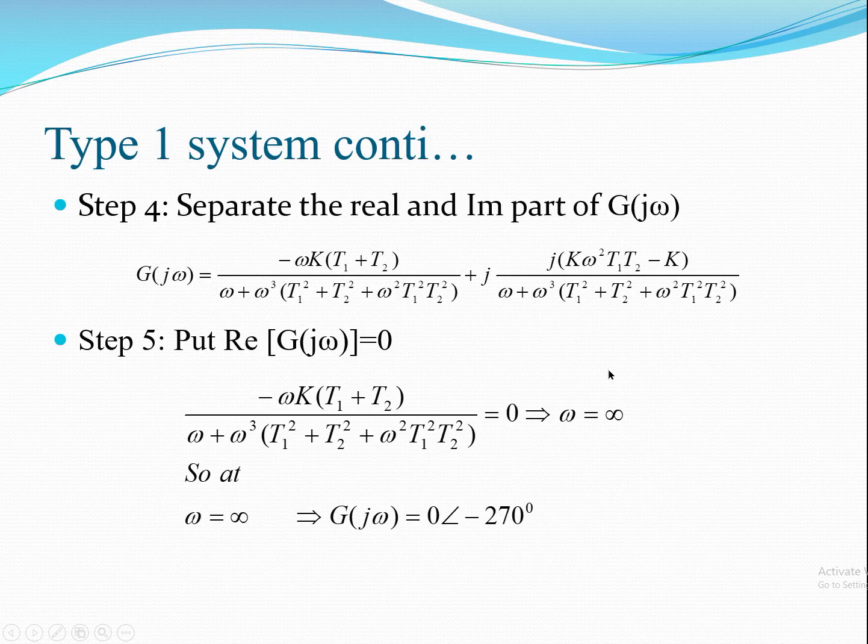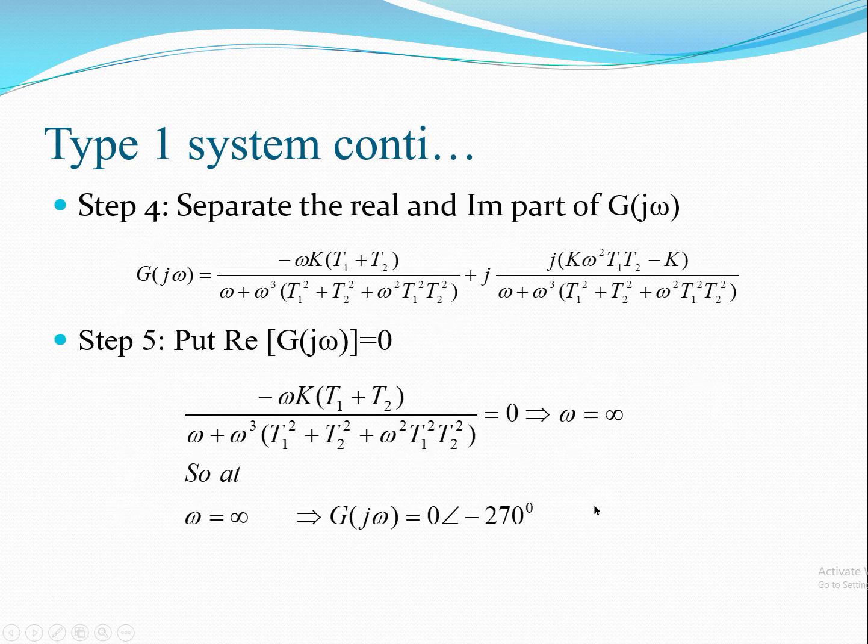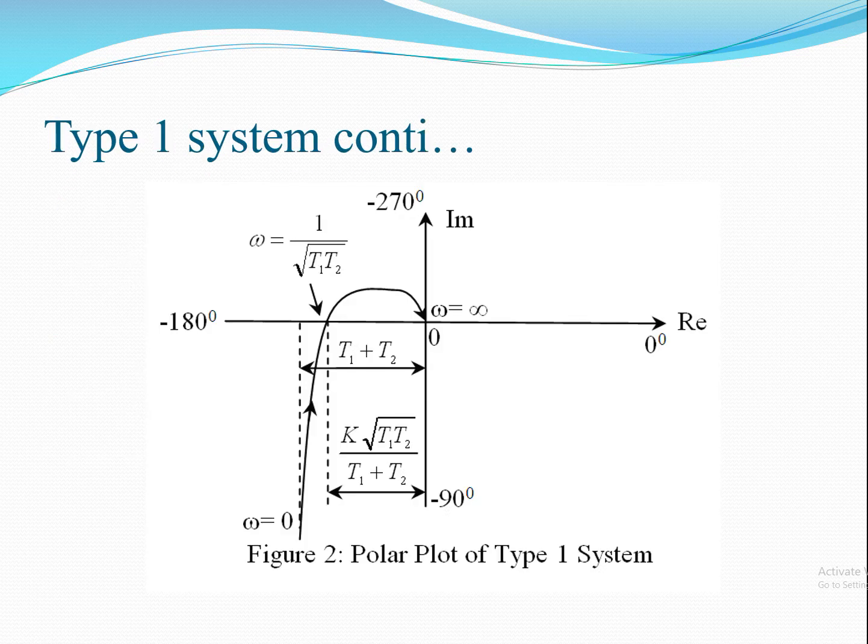So we have this answer. It starts from infinity magnitude and ends at 0. But at which angle does it start? Minus 90 degree, and ends at minus 270 degree. So again we have this graph, with the real part and the imaginary part. It will be coming from infinity at minus 90 degree, and ending at 0 at minus 270 degree.